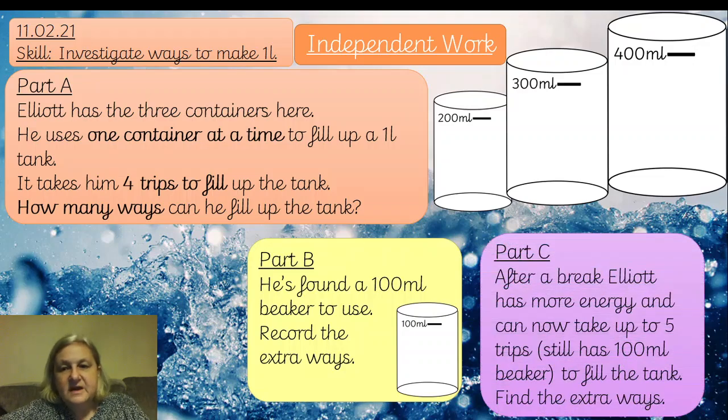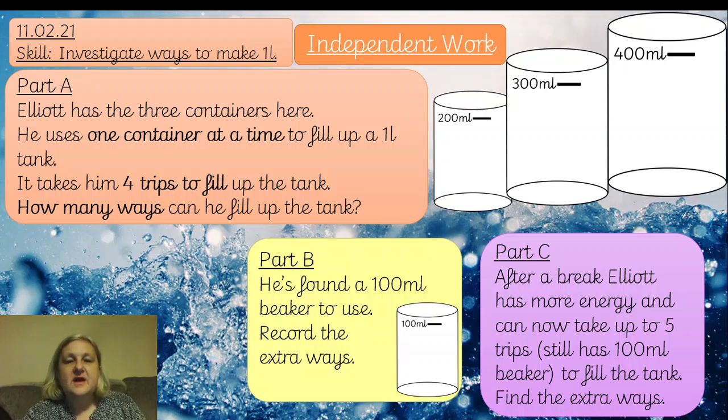Okay, and then part C, after a break. So once you've done all those, and there's quite a few more, part C, Elliot has more energy because he's had a break, and he can now take up to 5 trips, and he still has his 100 millilitre beaker, so he has all of those beakers, and he's going to fill the tank. And there's another lot of ways that he can do that. Okay, so you've got those extra ways.